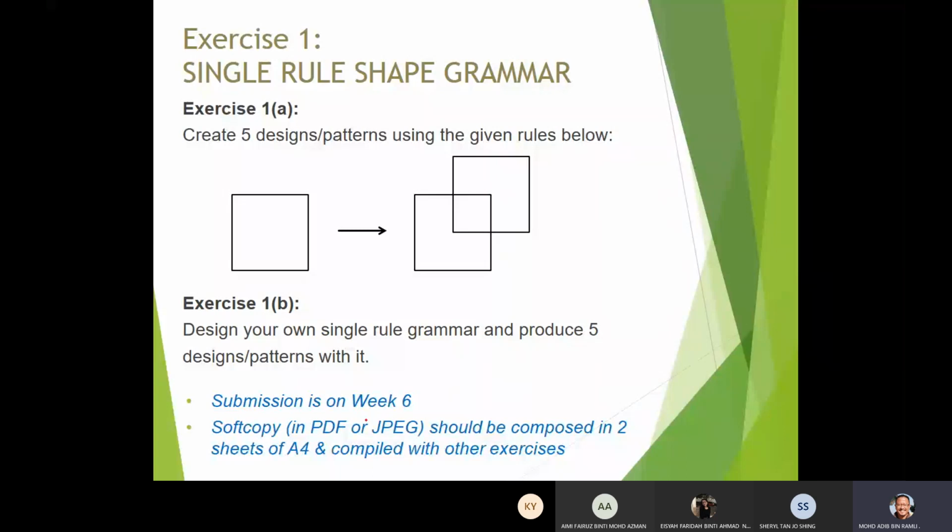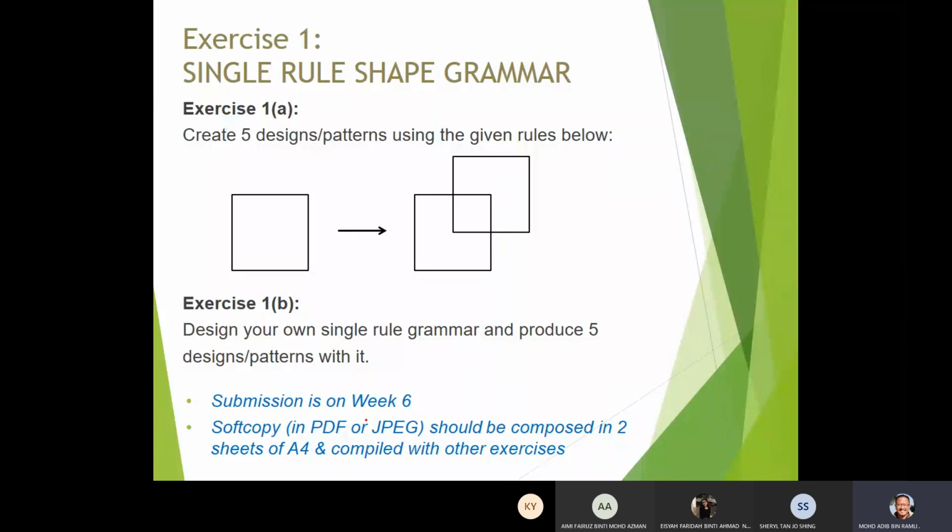Okay, so this is the exercise. As mentioned in the module outline, there will be three exercises, but I think maybe not all, but this one has 1A and 1B. 1A is basically you need to create 5 designs or patterns using the given rules. So you use the rule shown in the slide to create 5 different patterns or designs. And then exercise 1B, you need to design your own single rule grammar and produce 5 designs or patterns with it.